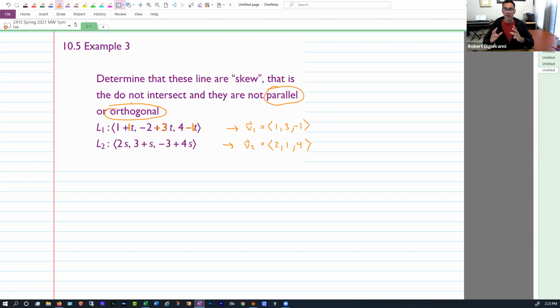So the whole idea here, the reason we're looking at the direction vectors is because we already learned that there are easy ways to tell whether or not vectors are orthogonal or parallel. And since these are the direction vectors of the lines, if these two lines are parallel, then the direction vectors should be parallel. If these two lines are orthogonal to one another, then the direction vectors should be orthogonal to one another.